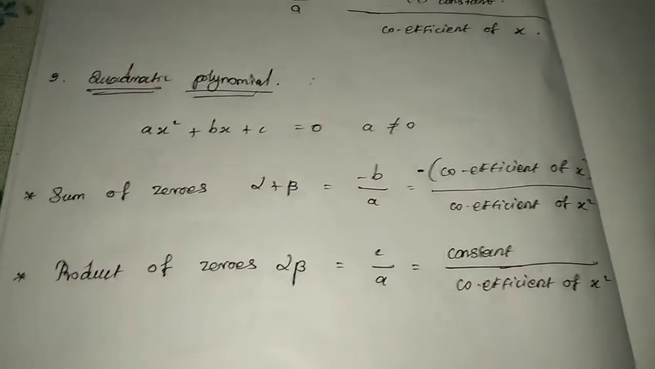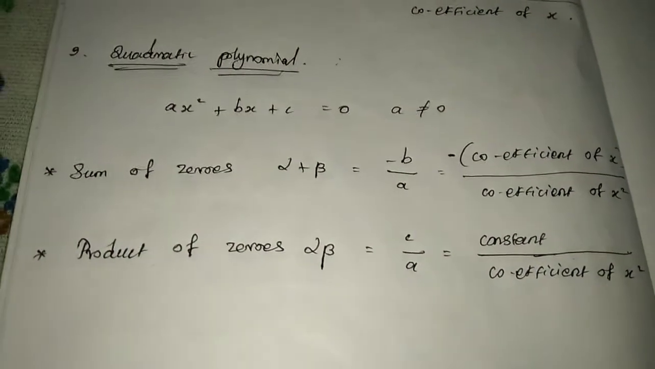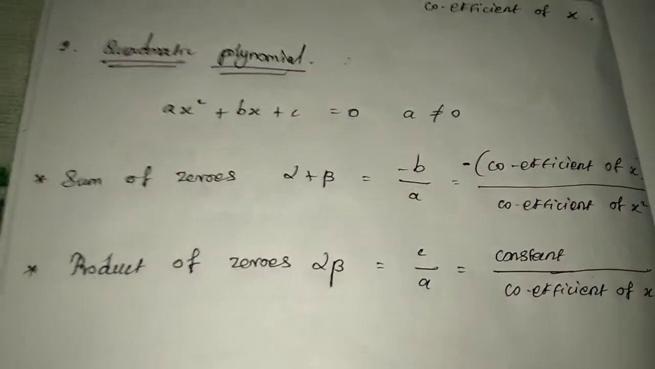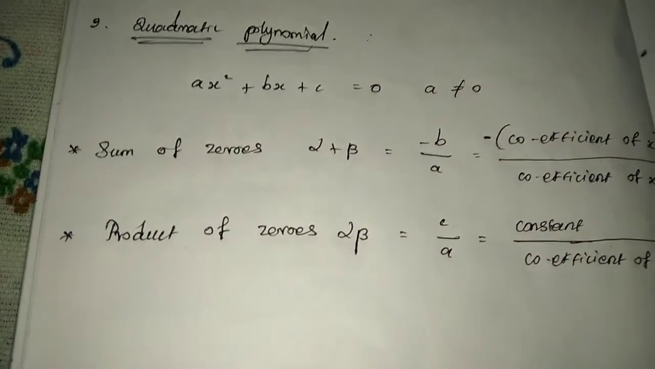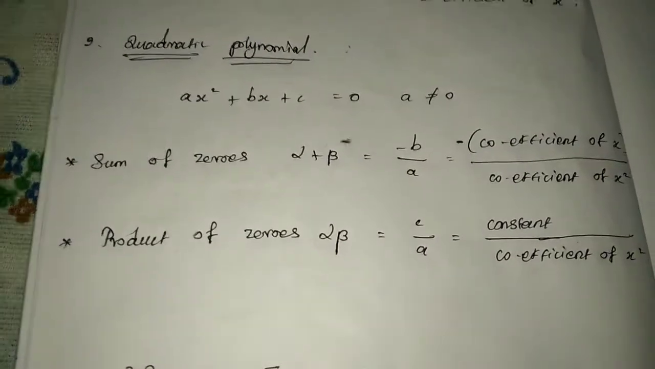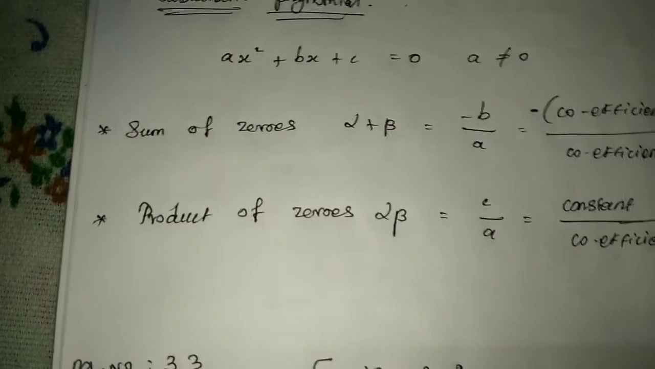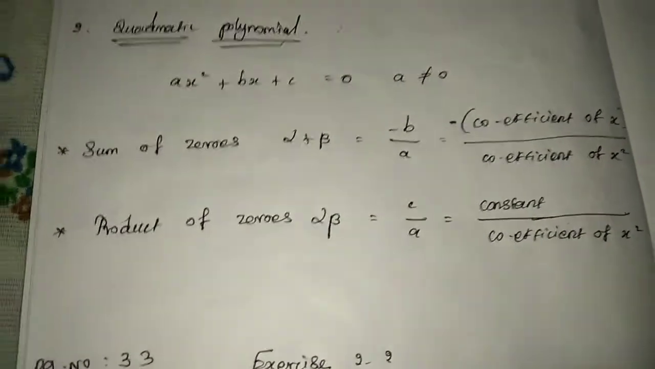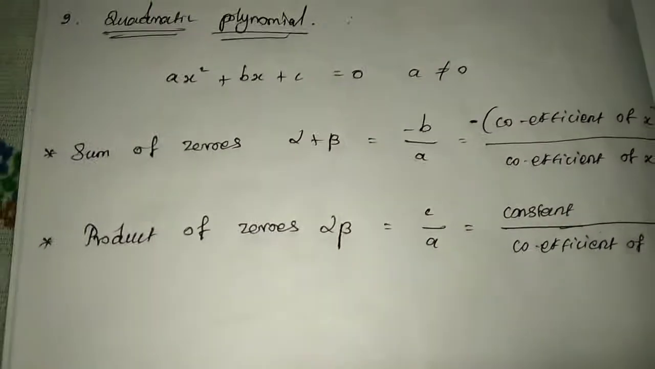If you want the elaborate proof for this sum of the zeros and product of the zeros, you have to check my concept video. In my concept video, I gave the elaborate proof for this. This video is only focused on problem based questions, right? So before we enter the problem, we should know these formulas. Then we can enter the problem.